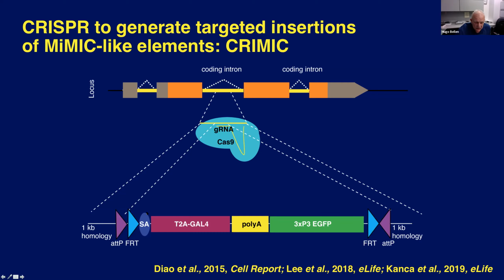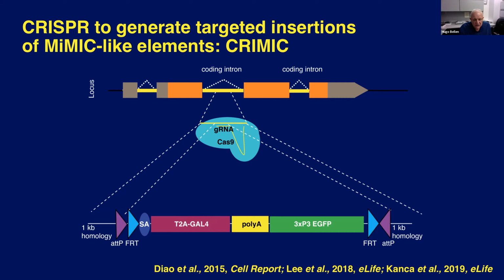You can then obviously have a splice donor that will go to the splice acceptor and integrate this exon into the transcript, and this exon contains the T2A Gal4. And the idea is that during translation, when it hits the T2A, it will reinitiate and just produce the Gal4. And the Gal4 will be produced in the right tissue and at the right time. That is, it will mimic the endogenous gene expression pattern.